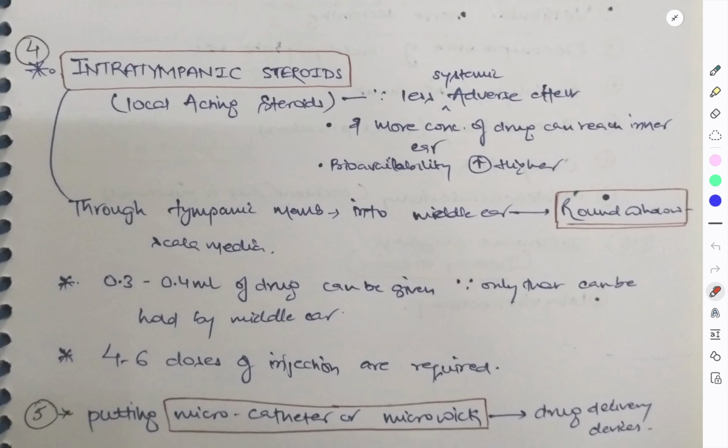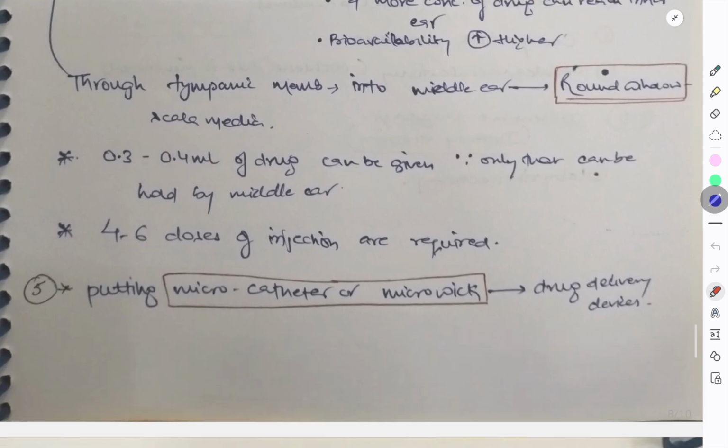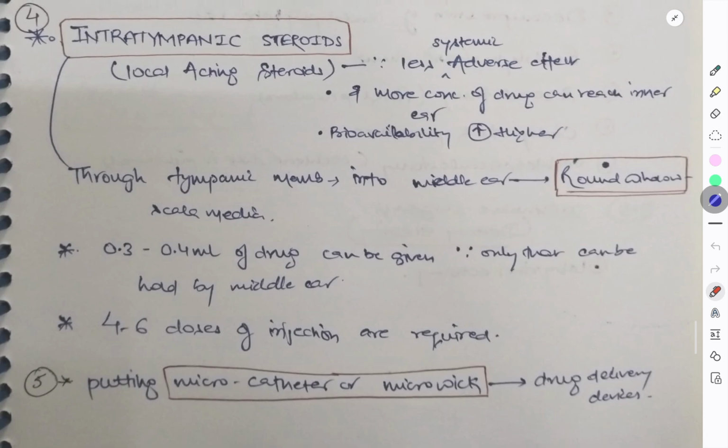Very important: these are local acting steroids, therefore there are fewer systemic adverse effects. To reduce the systemic adverse effects we give local acting steroids, and since they go through the tympanic membrane directly to the middle ear, there is more concentration of the drug that can reach the inner ear, and bioavailability will be higher. So we prefer intratympanic steroids through the tympanic membrane into the middle ear and then through the round window to the scala media. So what to do? 0.3 to 0.4 ml of the drug can be given, because this is the holding capacity of the middle ear, and 4 to 6 doses of injection are required. This is about the intratympanic steroids.